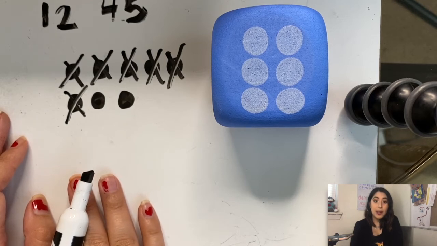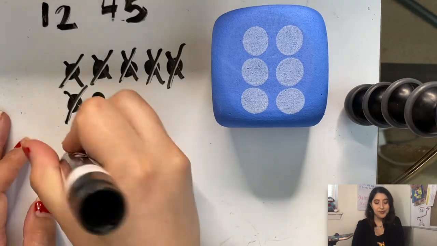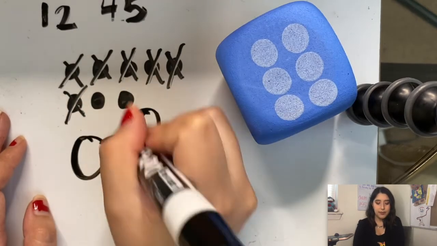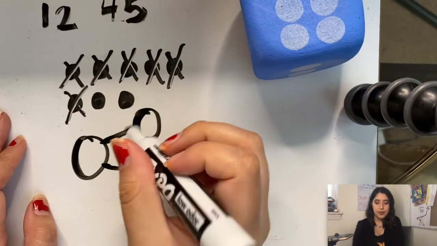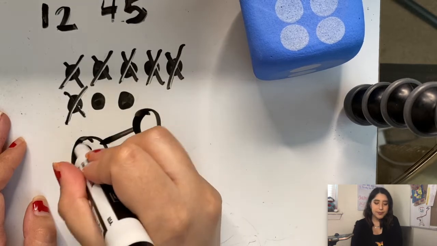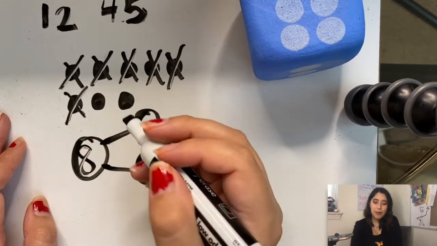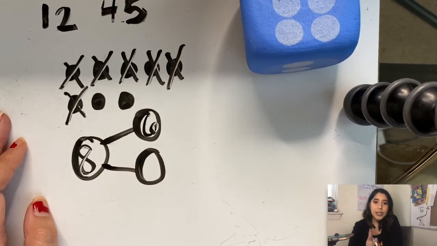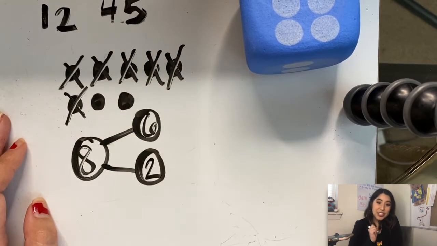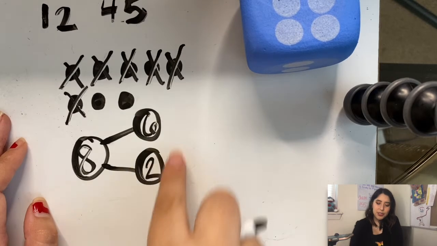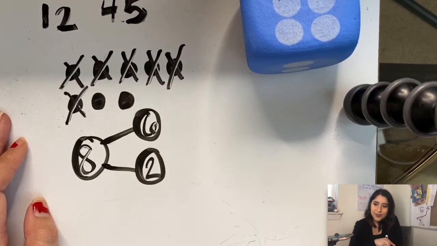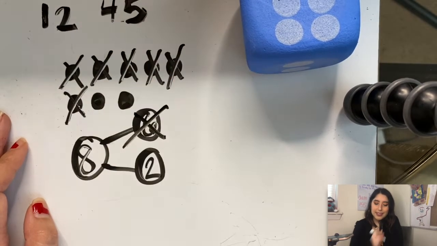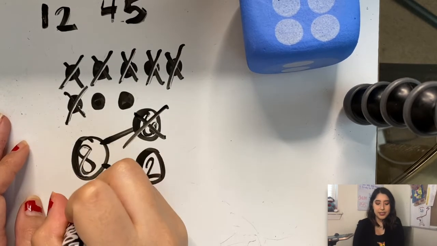How many are still left? 2. Very good. So we're going to fill in our number bond. What number did we start with? 8. How many did we take away? 6. And how many are still left? 2. And which one do we cross out? 6.